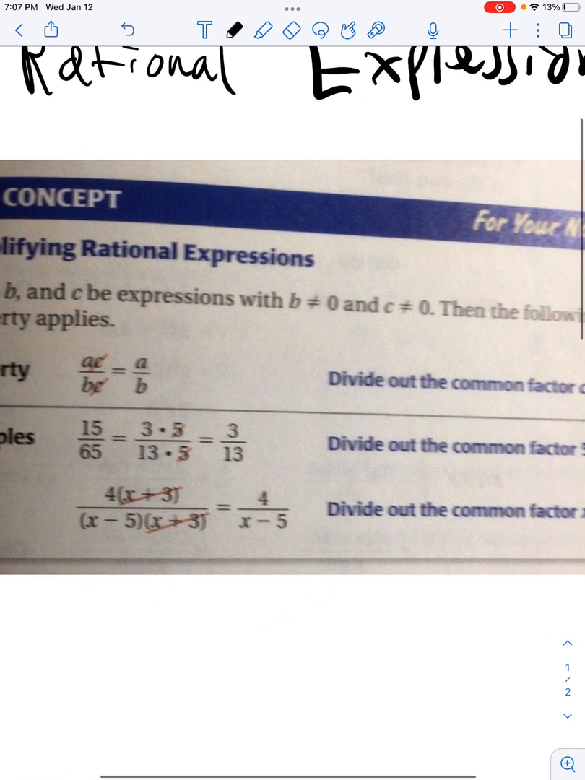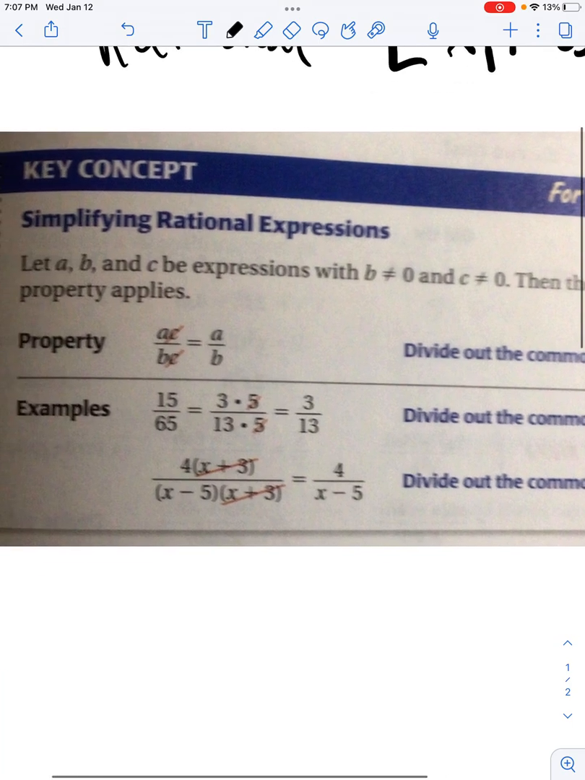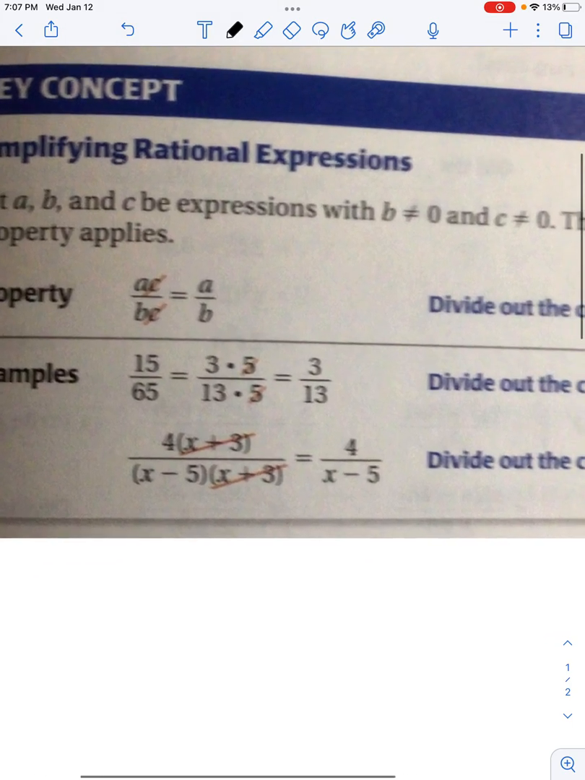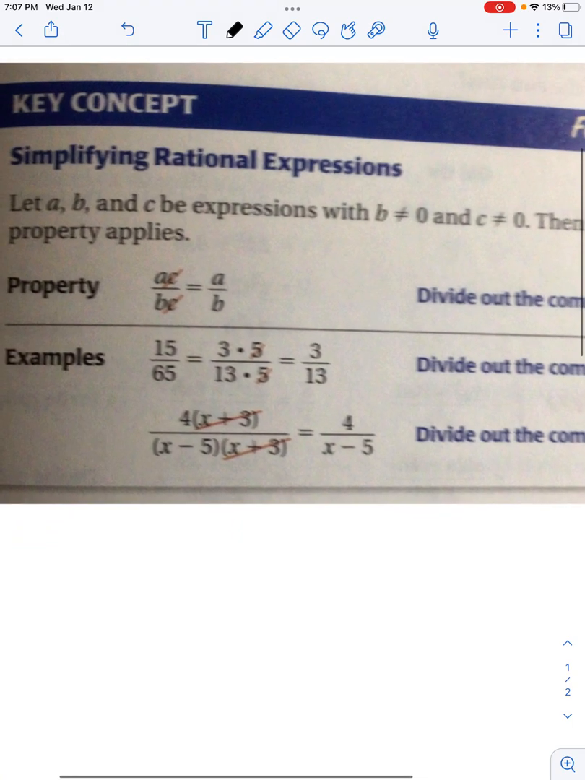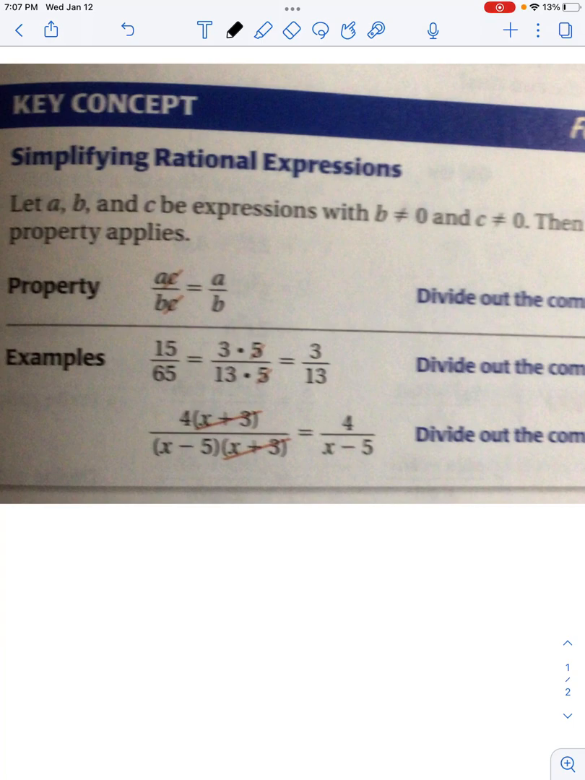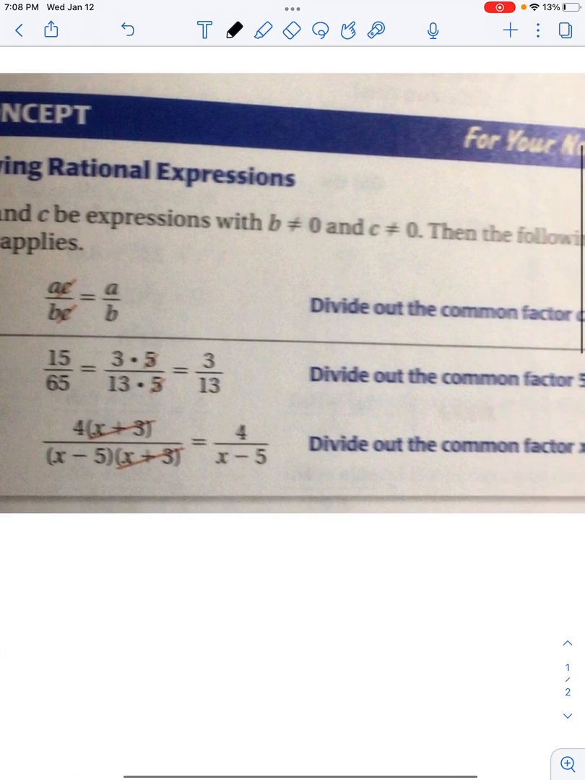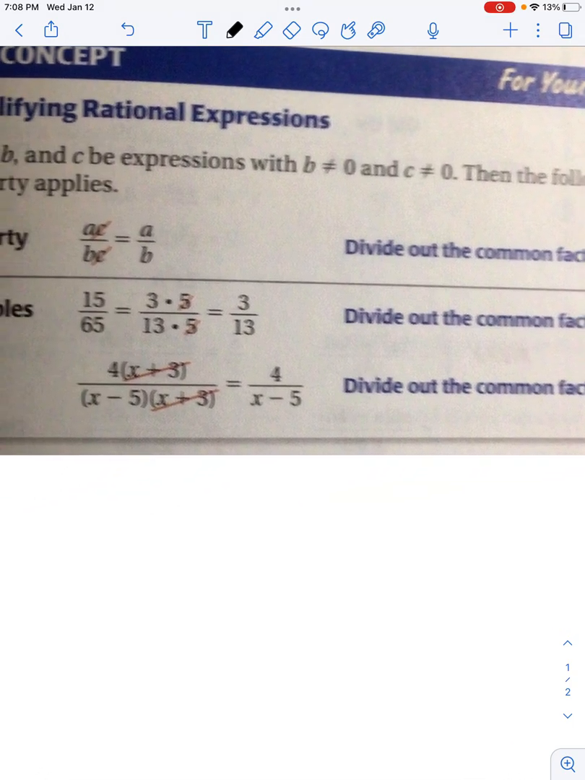So in this case, if it's A times C over B times C, C would cancel out and you'd just be left with A over B. It's like this other example where we have 15 over 65. We realize that 15 and 65 both have a factor of 5, so we can cancel it out. And it also works when we have whole expressions that we can cancel out. For example, in the bottom here, we have x plus 3 on the top and x plus 3 on the bottom. Anything divided by itself is going to equal 1 and cancel out.